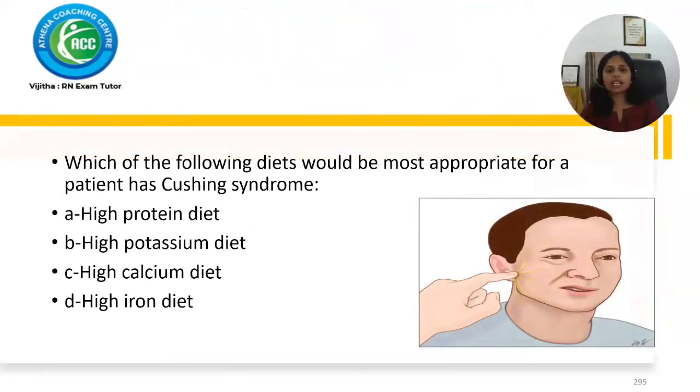Which of the following diets would be most appropriate for the patient who has Cushing syndrome? Please don't compare with the picture, it happened by mistake. The question is which diet should be given to patients with Cushing syndrome. What is Cushing syndrome? Corticosteroids are produced in excess.